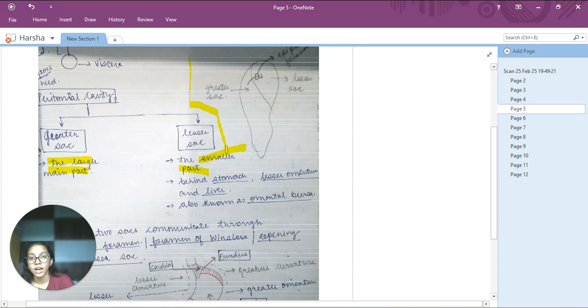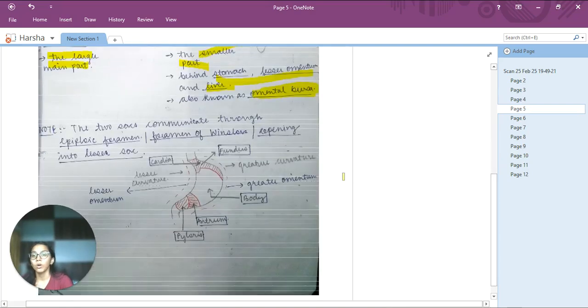Fine. Now imagine that, look at this diagram. So this is a diagram which is representing lesser sac and a greater sac. The larger main area over here is known as the greater sac, and the area behind this greater sac is the lesser sac. What is written over here in lesser sac is that behind the stomach, lesser omentum and the liver, it is also known as omental bursa. Very important question for MCQ, what is omental bursa? So omental bursa is lesser sac.